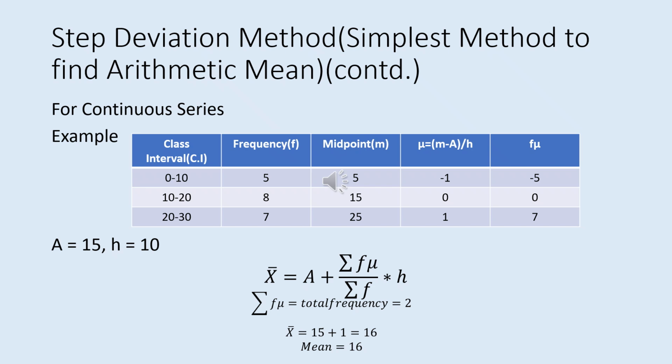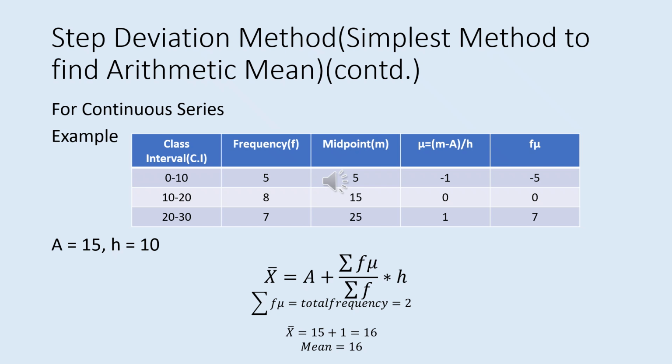Now we will be calculating the arithmetic mean through the step deviation method for the continuous series through an example. Here we take the class interval Ci as 0 to 10, 10 to 20, 20 to 30. The frequencies are 5, 8, 7. Midpoints are calculated from the class interval, which is 0 to 10, that means 5, 10 to 20, that means 15, 20 to 30, that means 25.